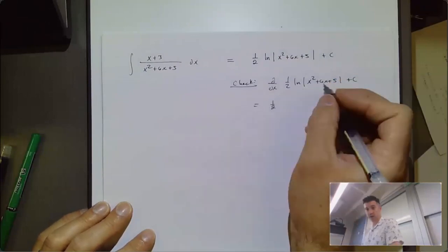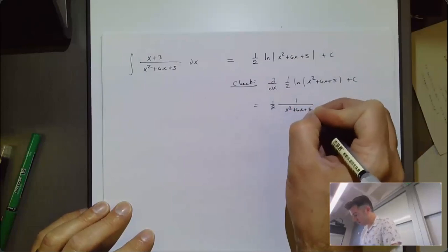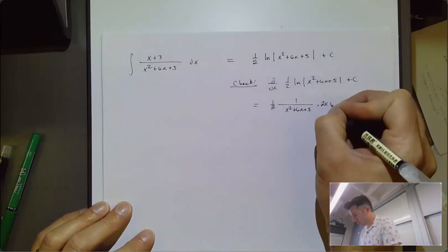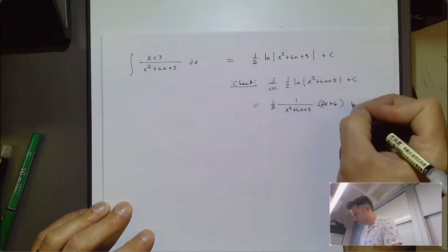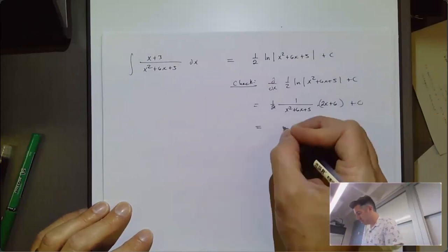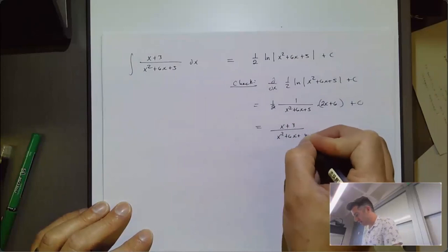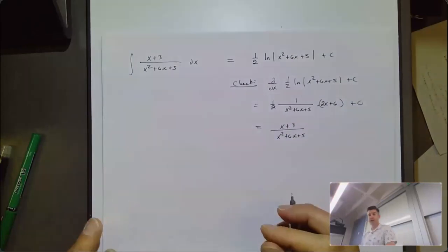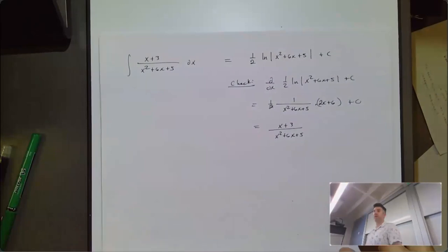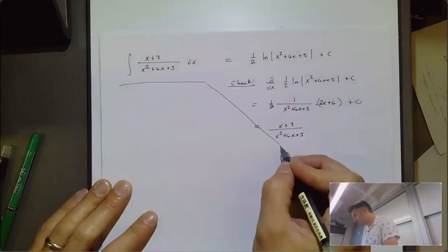The derivative of the natural log of some stuff is 1 over the stuff times the derivative of the stuff, and the derivative of c is 0. And then, oh, look, 1/2 times 2x plus 6, that's exactly going to be x plus 3 over x squared plus 6x plus 5. So the point of this problem is that you should look for a u sub first, because if you can do a u sub, we usually think of that as being the easiest way to do it. However, you could use partial fractions.